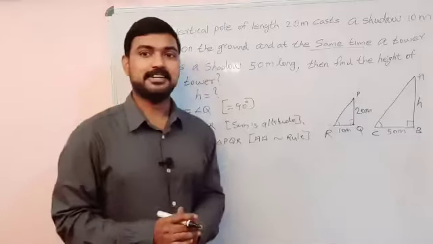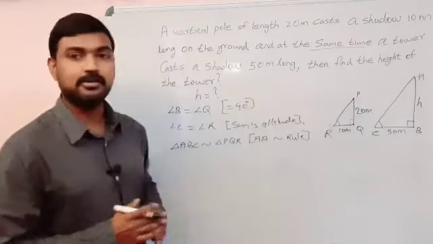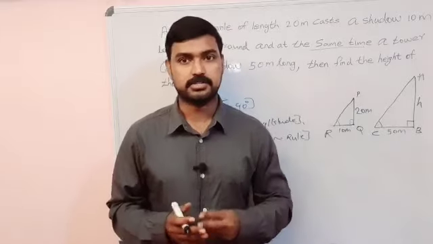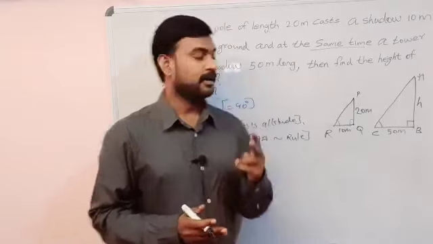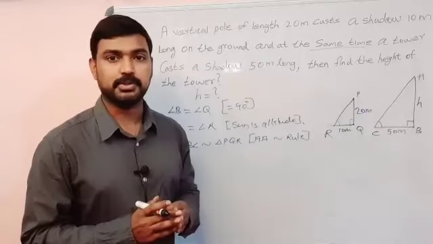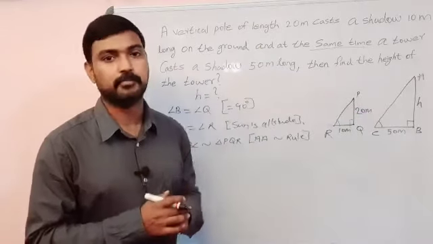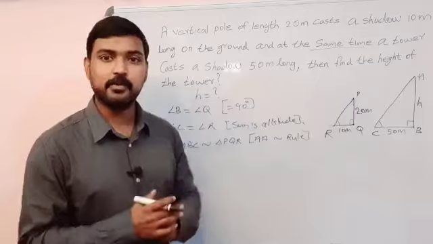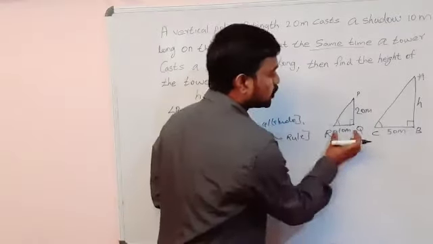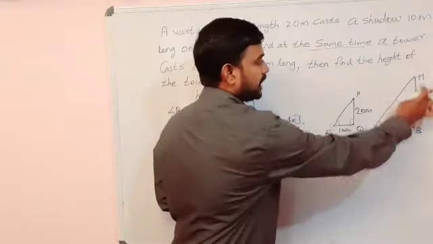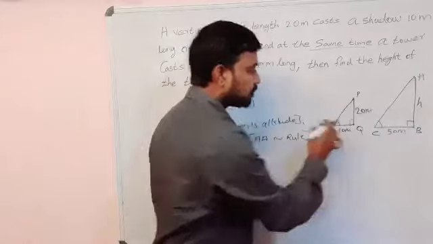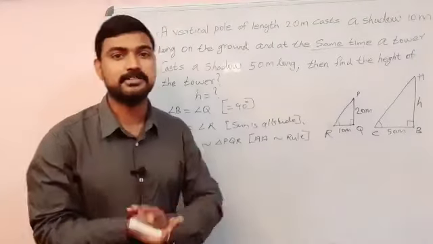Then we can understand, at the beginning of this chapter we said that if two triangles are similar then there will be two concepts. What are the two concepts? The corresponding sides are in the same ratio. That means corresponding sides are proportional. What are the corresponding sides here? BC is similar to QR, AB is similar to PQ, and AC is similar to PR. These are the corresponding sides.